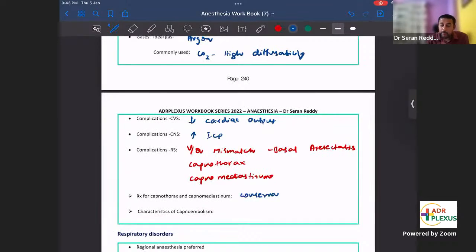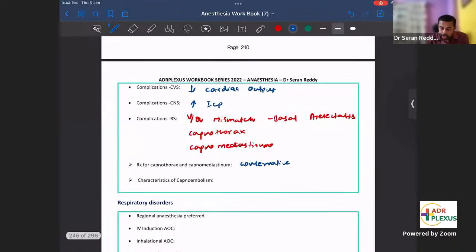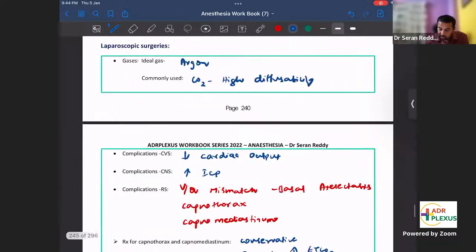And this capnoembolism. See, embolism means there will be a rapid decrease in EtCO2, but capno itself is increased carbon dioxide. So what are the characteristics of capnoembolism? If capnoembolism occurs, initially there will be increased EtCO2 because of carbon dioxide accumulation, followed by decreased EtCO2. What is written after CO2? High diffusibility.